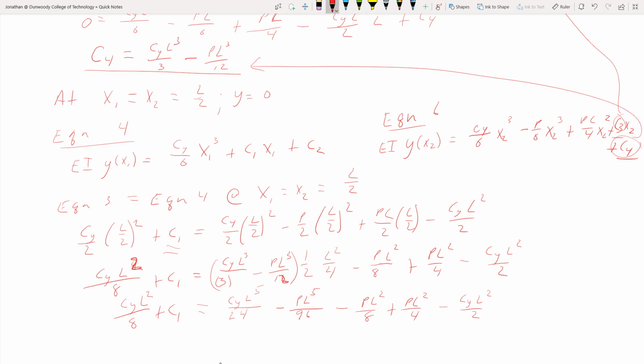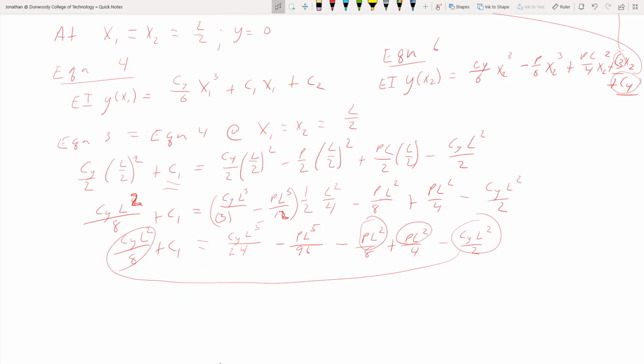CyL squared over 2. Okay, so these are not going to cancel, but these are the same. These two are the same types, right? CyL squared. And we have CyL to the 5th. So there's an L to the 5th here. We could collapse those two together. These two are the same on top here. So as we do this, did I lose something? How did I get rid of that?